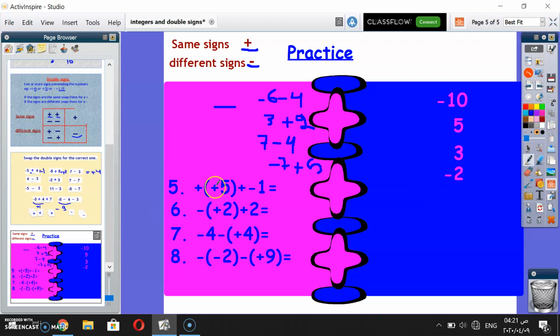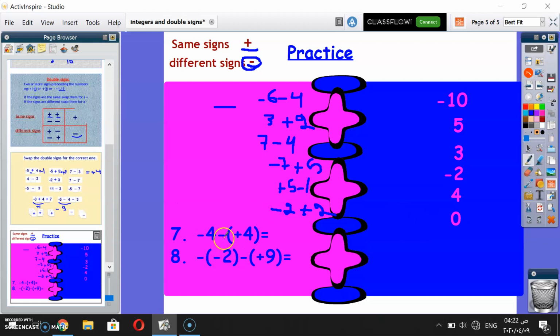Here we have plus plus 5, so we have the same sign, so equal to plus 5, plus minus 1, so different signs, put a negative, 5 minus 1 equal to plus 4. Minus plus 2, so one is negative, the other is positive, different signs, put a negative sign instead of them, so minus 2 plus 2 equal to 0.